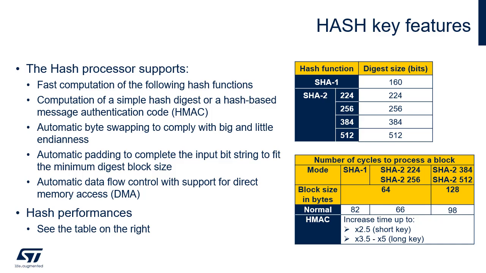It's increased by a factor from 2.5 to 5 when an HMAC is also generated, depending on the key size. A short key means that the HMAC key is shorter or equal to the block size, and a long key means that the HMAC key is longer than the block size.